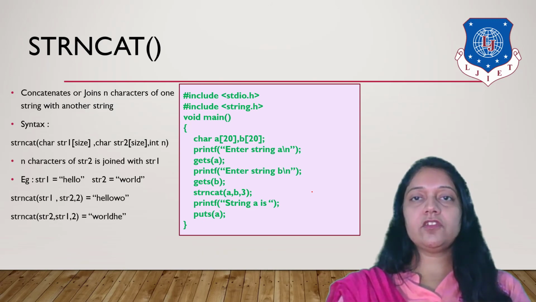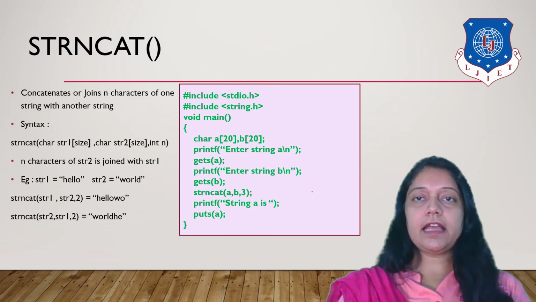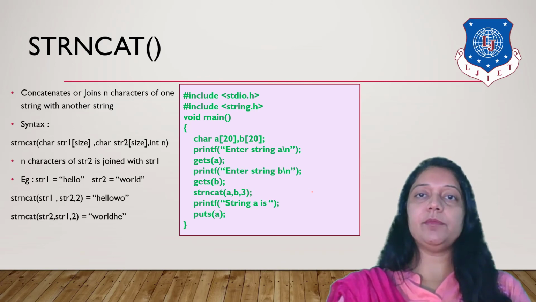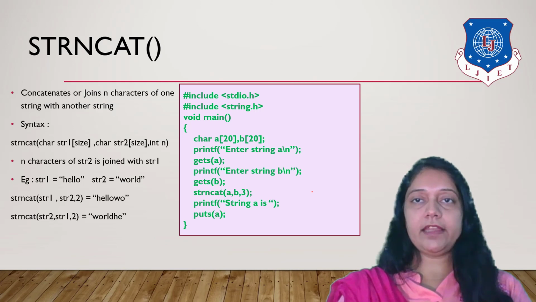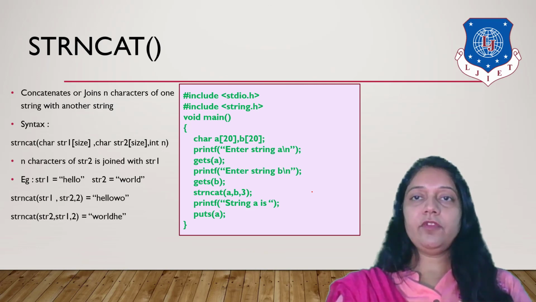Let's see again the use of the strncat function using a small program. So declare the two character strings A and B. Get an input into A and B using the gets method. Now I'm using the strncat function. So strncat, brackets A comma B comma 3. So here three characters of B will be taken and it will be joined with A. So if you want to verify, display the value of A. So I've used printf string A is and then put as A. So the value of A will be displayed, where it will have the original value of A plus three characters of B.